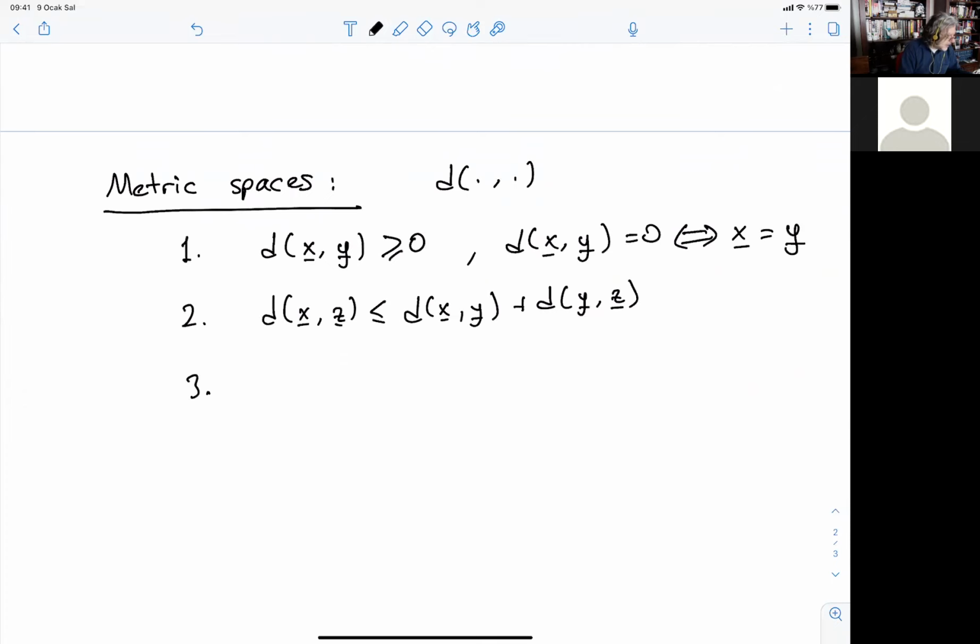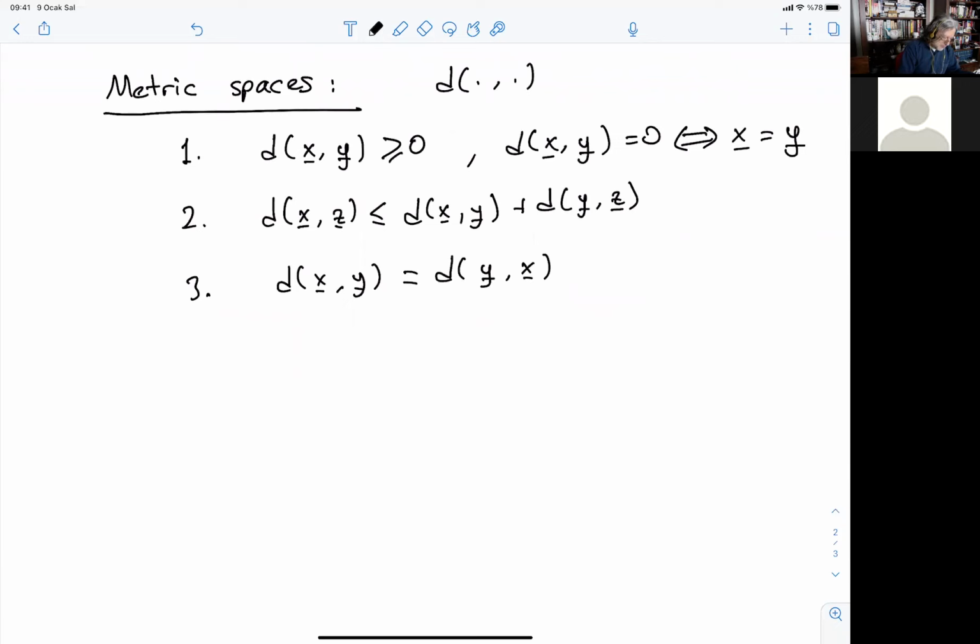And the third one is, it is symmetrical. The distance between x and y must be defined to be equal to the distance between y and x. So if you come up with a formula of this D operator, which satisfies the first two but does not satisfy the third, then of course it cannot be a metric space, a proper metric space.